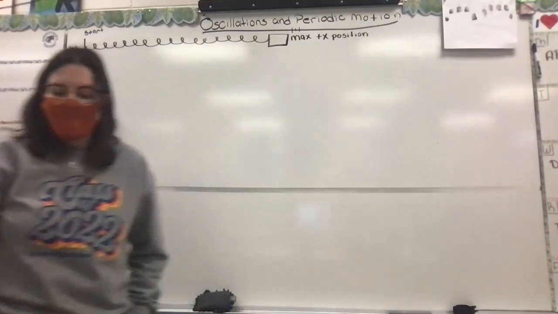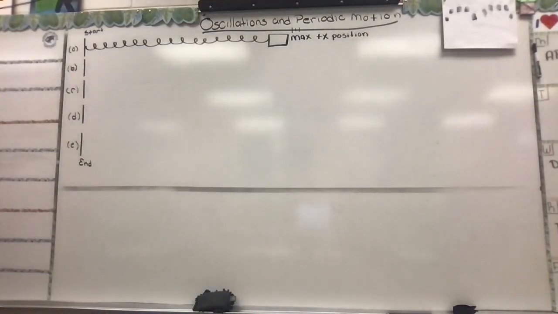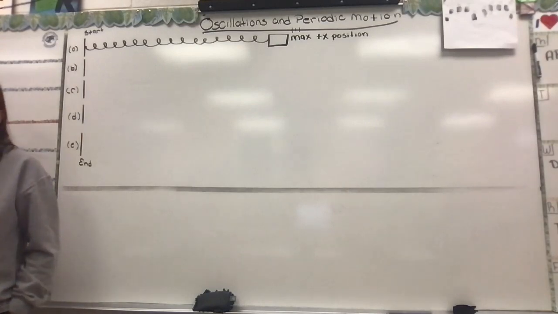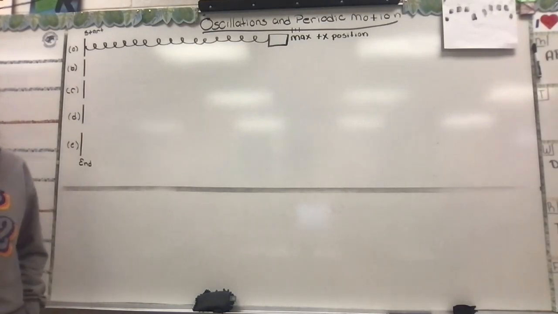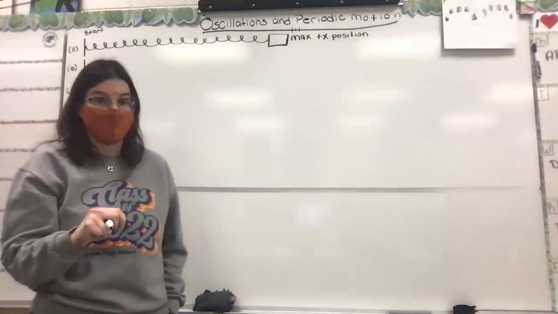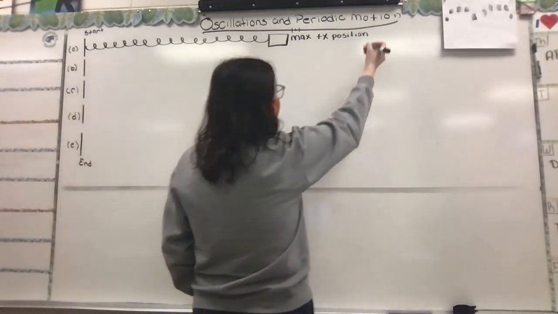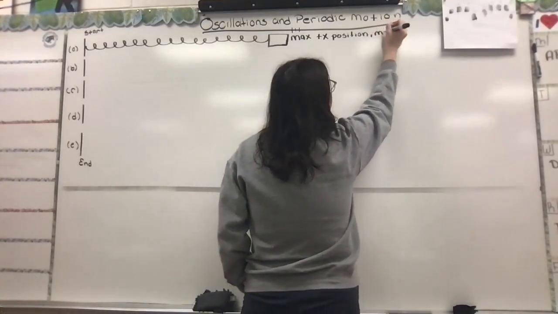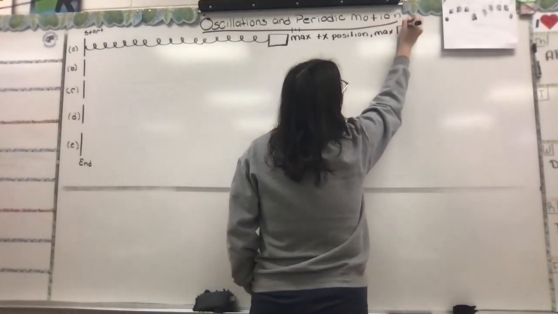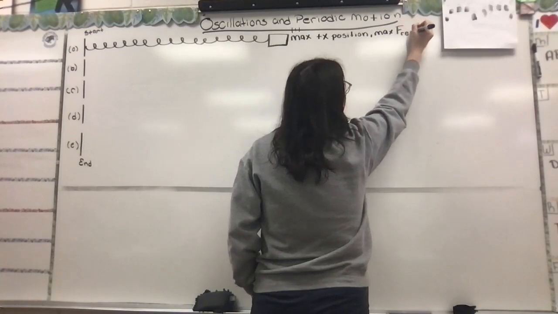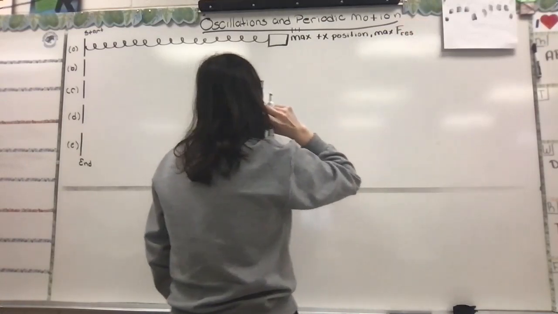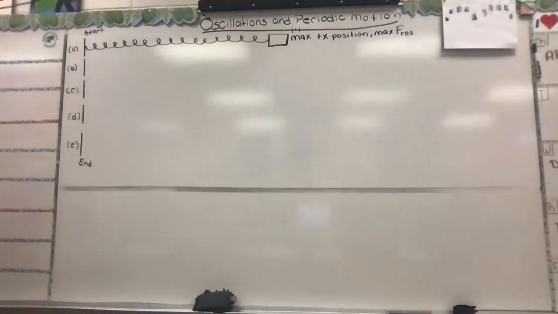When we are at our maximum positive x position, think about the restoring force we just mentioned. Do you think the restoring force is strong here, weak here, or zero here? It's going to be strong. It's actually going to be the maximum restoring force. I'm going to put F with a little subscript of RES to show restoring. But my question for you is, is the maximum restoring force going to be to the right, or is it going to be to the left?